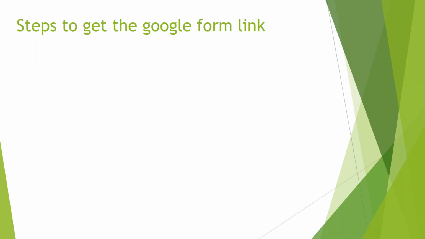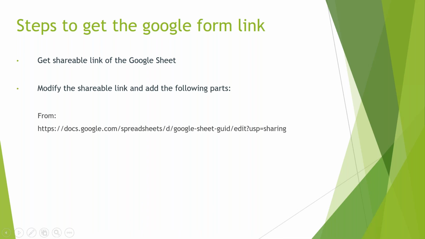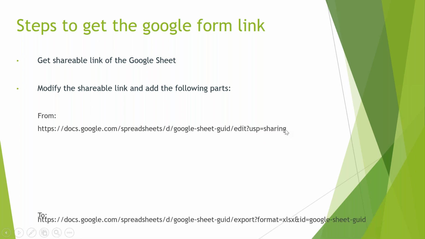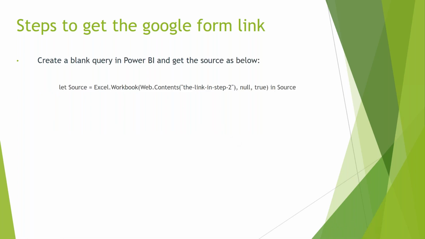Now I'll just share the steps to get the Google form link, which I have already shown. Get a shareable link, and you need to modify the shareable link and add the following parts. When you copy the link, this is the format. There is a big Google Sheet GUID, and it ends with edit?usp=sharing. That part you need to change to export?format=xlsx, and then id=, you need to repeat this one. I will show you in my demo how I have done that.